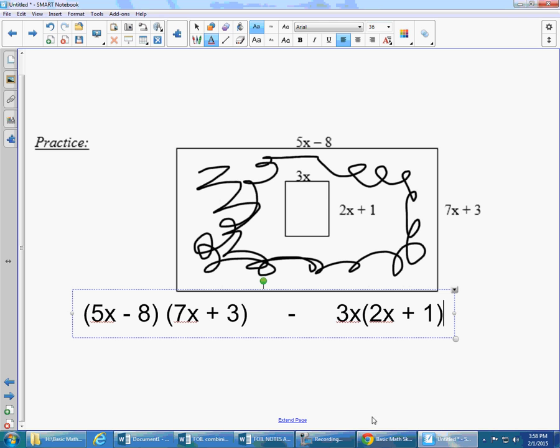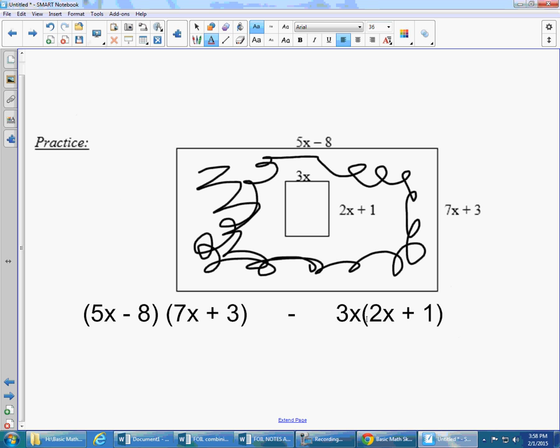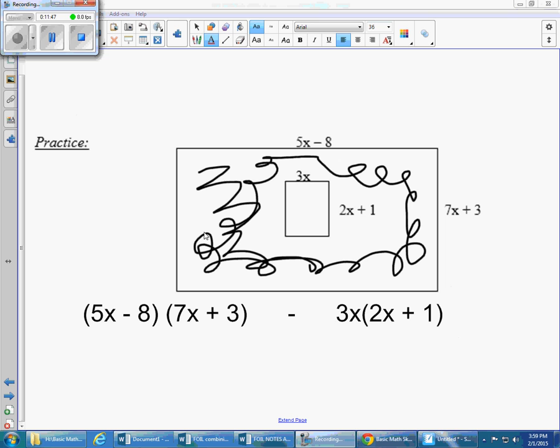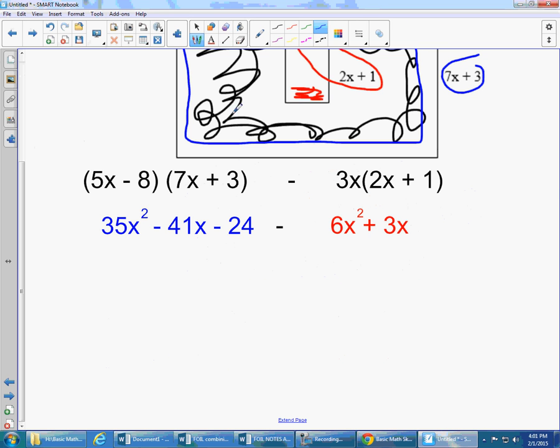I want you to hit pause on the video right now and try to FOIL this and distribute that second part. After that, I would like you to do this on your own. All right, hopefully you did this one on your own, but you should have gotten to this point. Once you get to this point, we just want to subtract these two numbers.